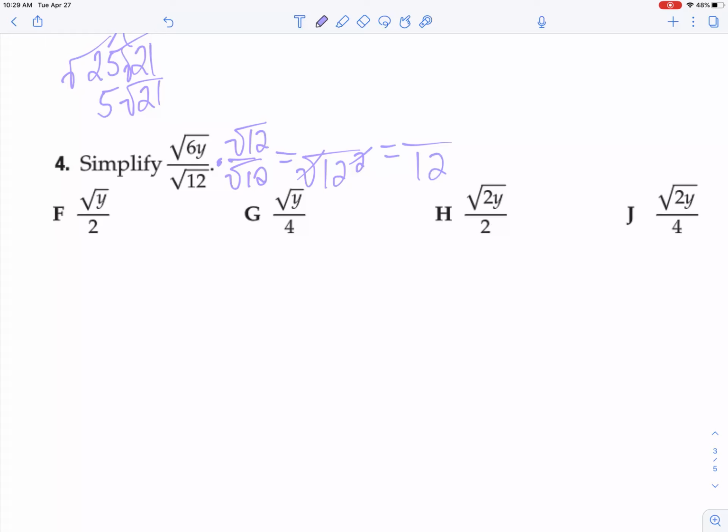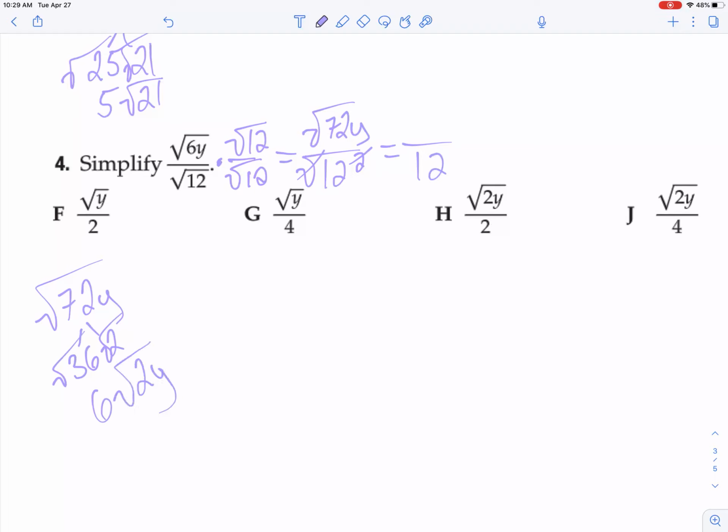But now on top, I'm going to need to take that 6y times 12, which is going to give me the square root of 72y. I'm going to do some chicken scratch down here with that 72y. And let's see, I think a 36 goes in. What do you think? Times 2. Square root of 36 is 6. Can't do anything with the 2. The y stays as well. So now I have 6 root 2y.